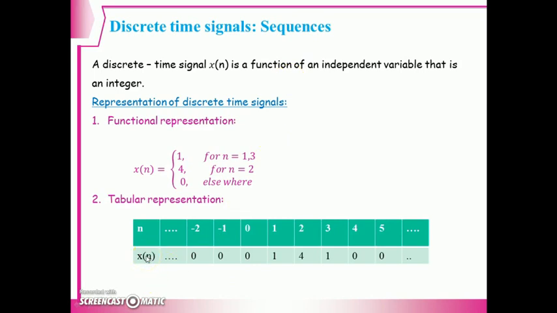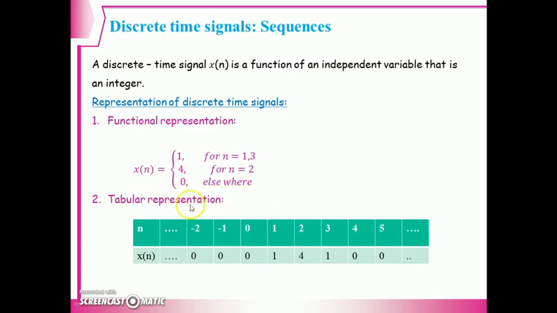Now we see how we will be able to represent discrete time signals, which are also called sequences. We can write a discrete time signal in different formats. The first one is functional representation, where you can write x of n equal to 1 for n equal to 1 and 3. Again, x of n is 4 for n equal to 2, and x of n is 0 for all other values of n.